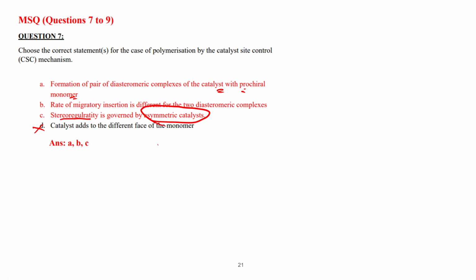Let's say you have this particular chiral ligand. It's bent like this, so you have some chirality here because it is spiral. This should dictate the spatial arrangement of the coming hydrogen. That's how it can be dictated.